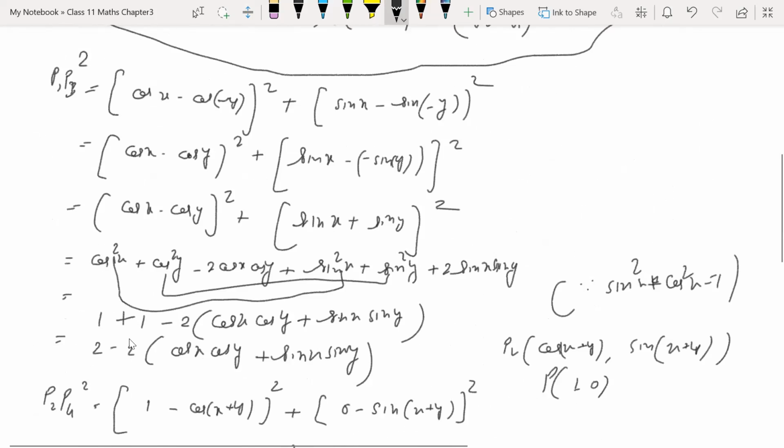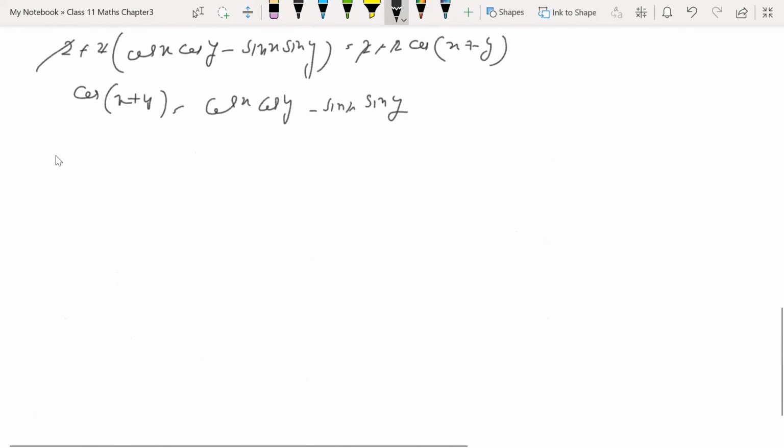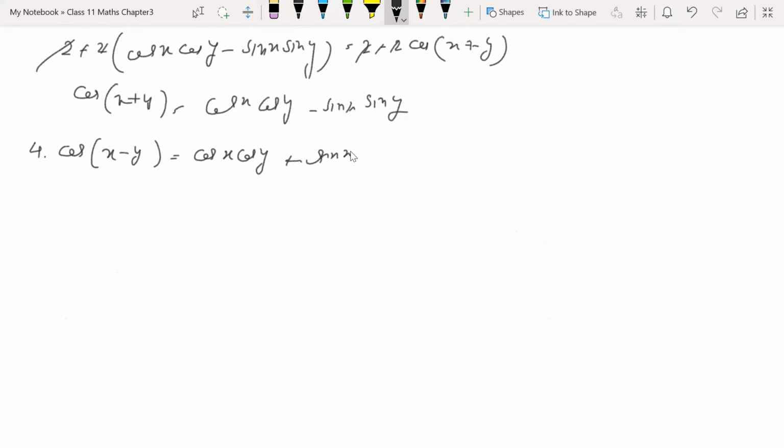Next identity is identity number 4. Cos x minus y is equal to cos x cos y plus sin x sin y.